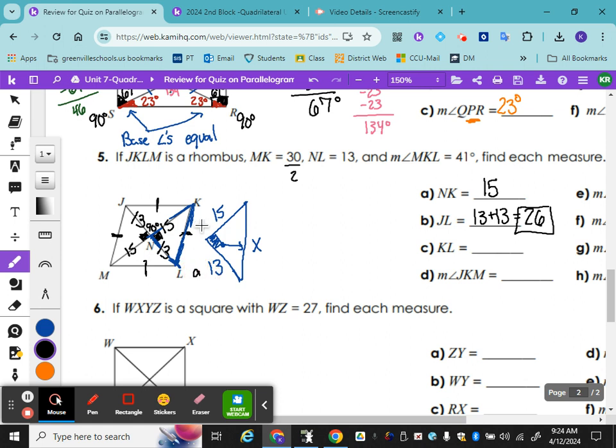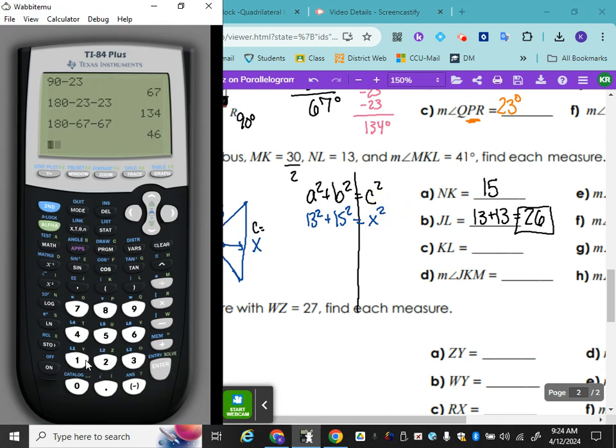So it doesn't matter. This could be A, this could be B, this could be B, this could be A, but it matters that this is C. Because in Pythagorean theorem, C is on the other side of your equal sign, but A and B are on the same side with addition. So I'm going to plug in 13 and 15. Doesn't matter if you do 13 squared or 15 squared, but it does matter that x squared's on this side. So we're going to square 13, square 15, add them together.